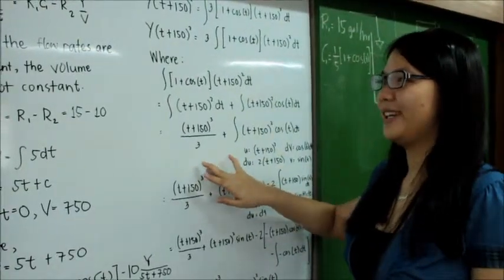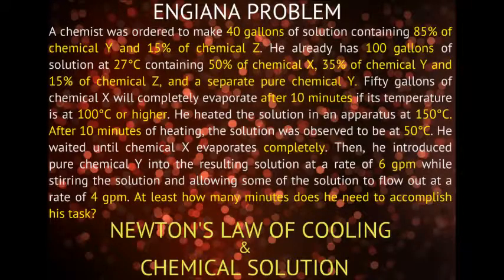and Newton's law of cooling. A chemist was ordered to make 40 gallons of solution containing 85% of chemical Y and 15% of chemical Z. He already has 100 gallons of solution at 27 degrees Celsius containing 50% of chemical X, 35% of chemical Y, and 15% of chemical Z, and a separate pure chemical Y.